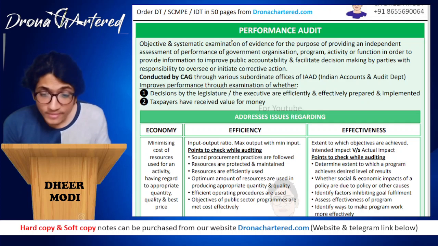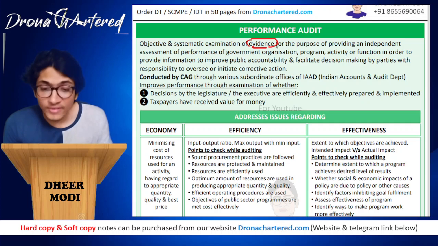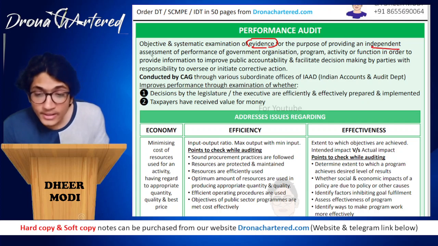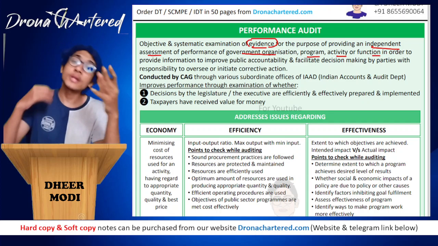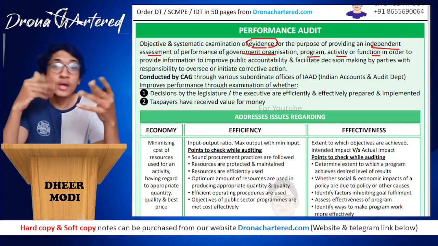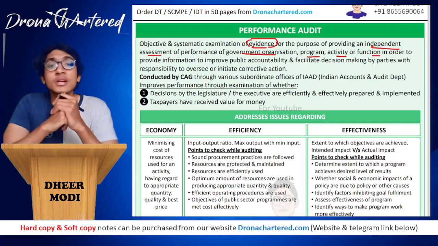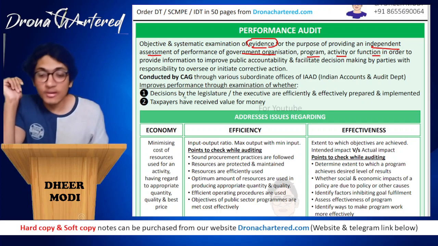Performance audit: objective and systematic examination of evidence. What are you observing? What is a systematic examination? It is your evidence. So, an objective and systematic examination of evidence for the purpose of providing an independent assessment of the performance of a government organization, program, activity or function. Now, what you have to keep in mind is that it is not always an entire department that will be audited. What could be audited? A program that they conducted, any activity that they conducted, any function they conducted, all of those also will be covered in this.